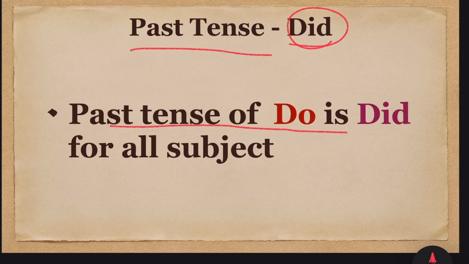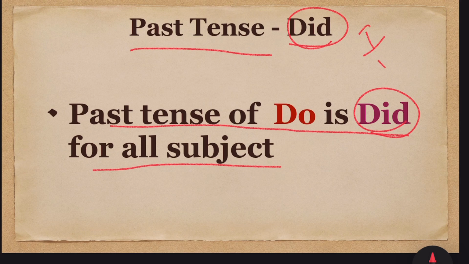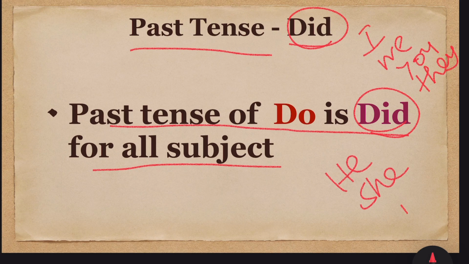Past tense of do is did for all the subjects. You have to use the verb did for all the subjects, that is I, we, you, they, he, she, and it. For all the subjects, if you want to talk in past tense, you have to use the verb did.